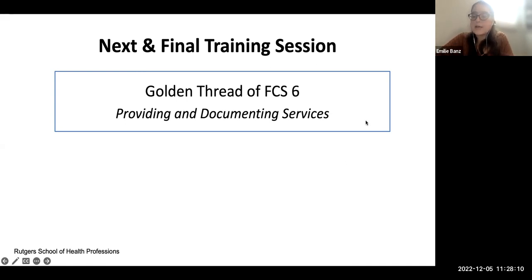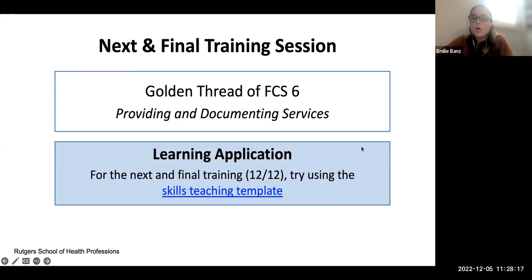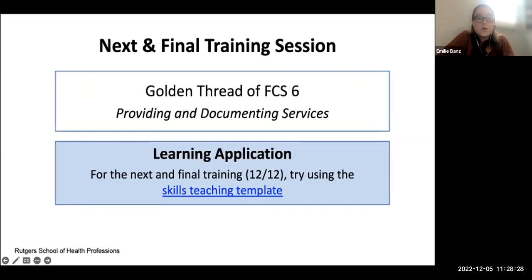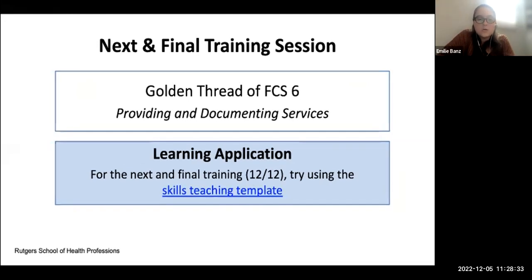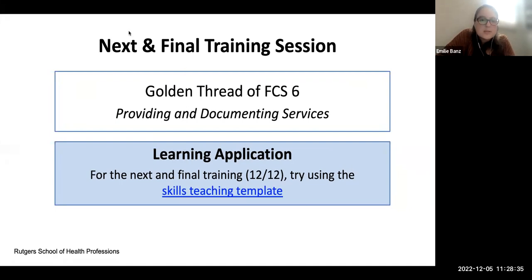So our next session is going to be our final session, and we're going to talk about providing and documenting services. The only thing I'm going to ask everybody to do, if you can, is for the next and final session, just try using the skills teaching template. Even if you don't actually get to use it with the person, if you could just review it and let us know what you think about it. Is it something that you might use in the future? Might be helpful? You don't think it would necessarily be helpful? Let us know.